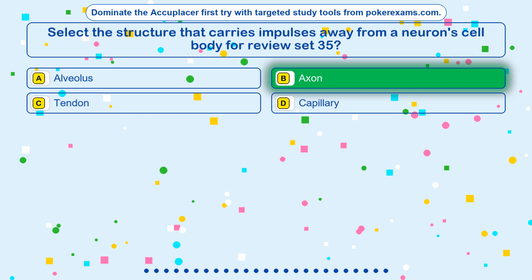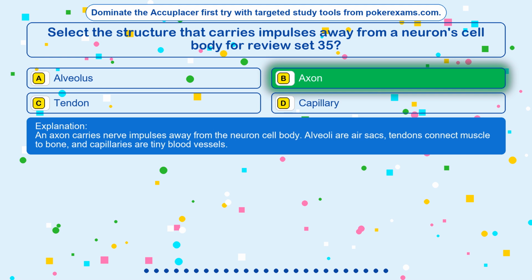The correct answer is option B, axon. An axon carries nerve impulses away from the neuron cell body. Alveoli are air sacs, tendons connect muscle to bone, and capillaries are tiny blood vessels.